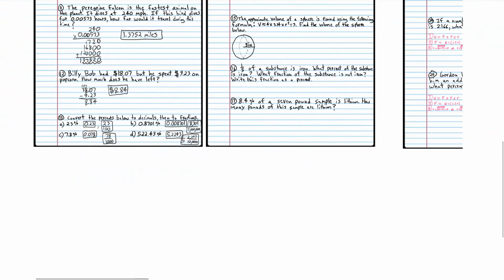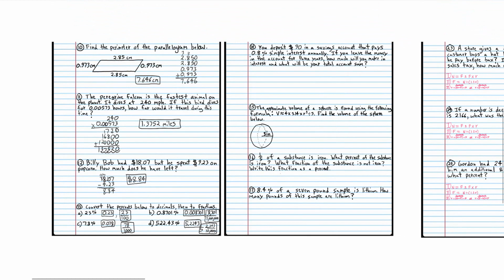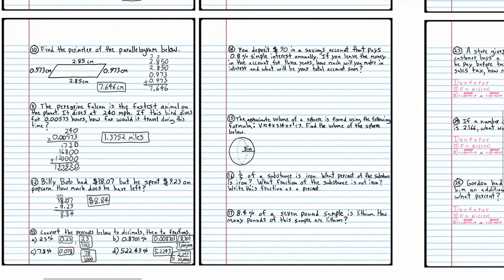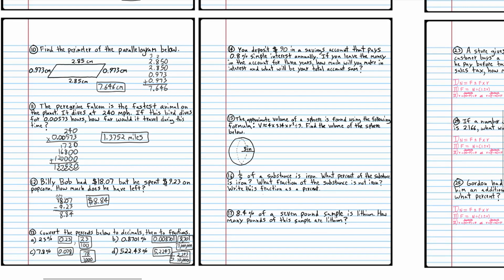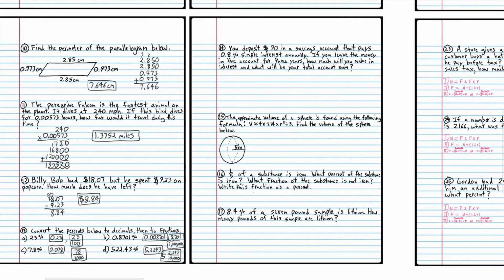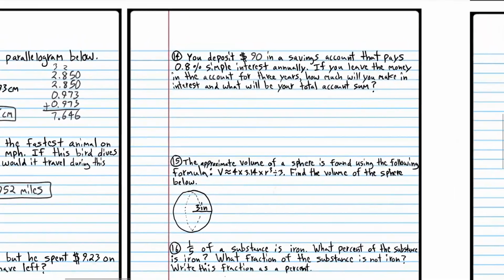So we did all 3 types of conversions. We converted from percent to fraction and decimal, decimal to fraction and percent, and fraction to decimal and percent. All right, so number 14.